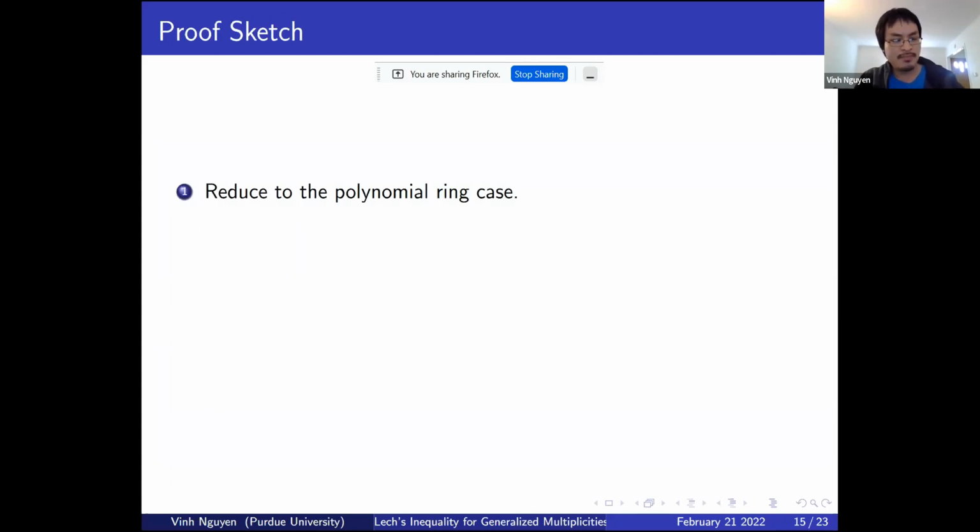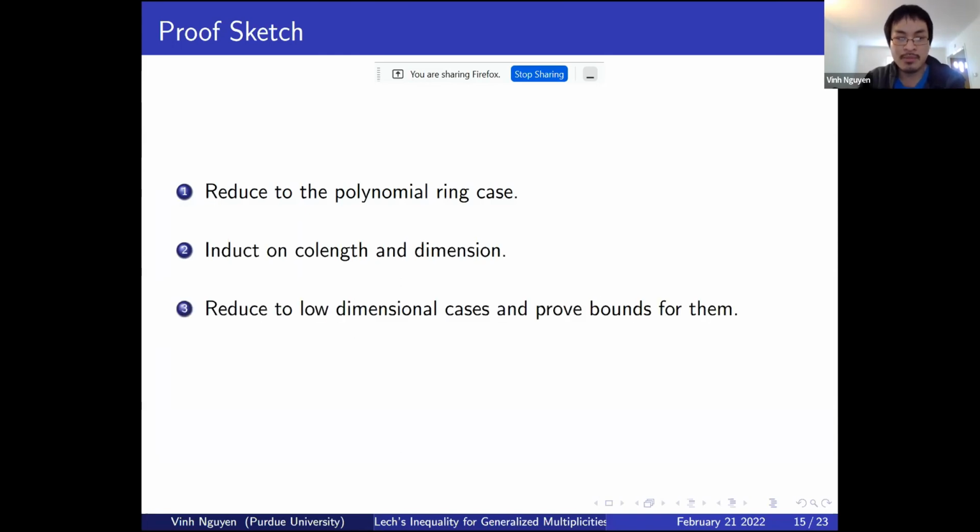Okay, so for the remainder of my talk, I just want to talk about the proof a bit, and then also talk about the techniques in the proof. So there are 3 major steps in the proof. The first step is to reduce to the polynomial ring case. And then once we're in the polynomial ring case, we can induct on colength and dimension. And lastly, in the base case of the induction, which is the hardest step, we need to reduce to the low dimensional cases and prove a separate bound for those cases.